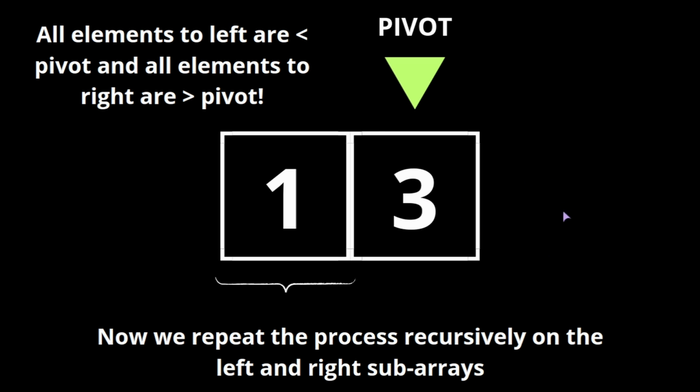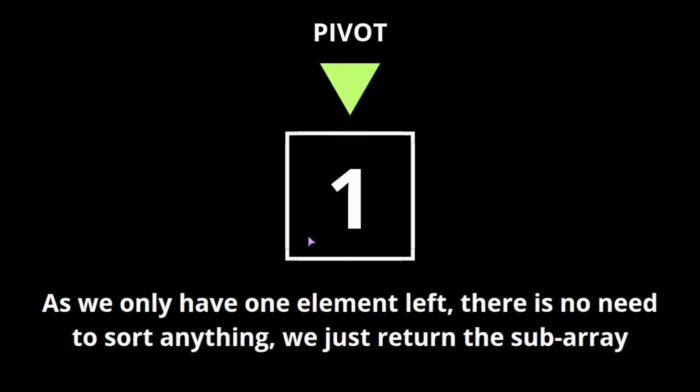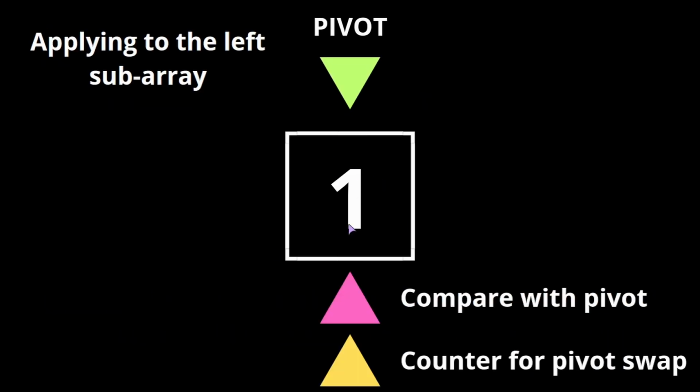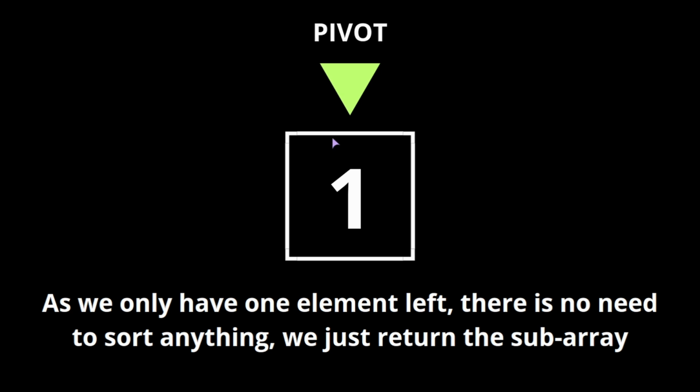subarrays. Now we don't have any right subarray because 3 is the biggest element within this subarray, and we have only the left subarray containing only one number. And of course, if you have only one number, there is no need to compare anything because it is already sorted. So we just have to return this element.